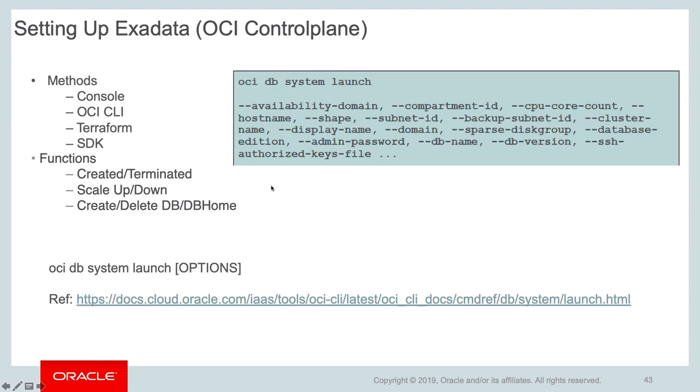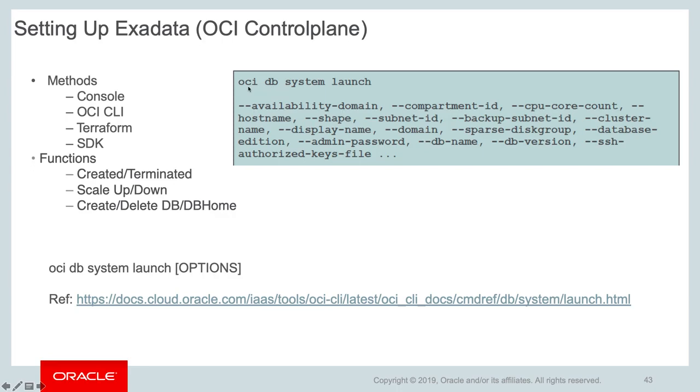Setting up Exadata system is not just through OCI console. You can use different methods like OCI command line interface or Terraform or SDKs. It supports functions like creation, termination, scaling up and down, create, delete, database homes. So there are API methods also to deal with the deployment of Exadata system.